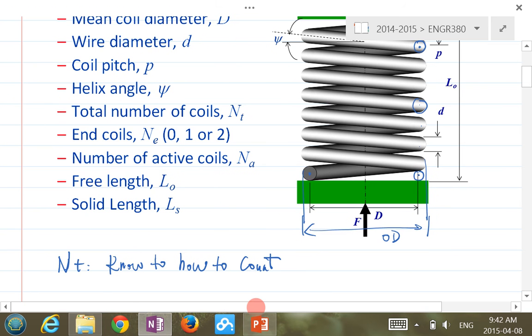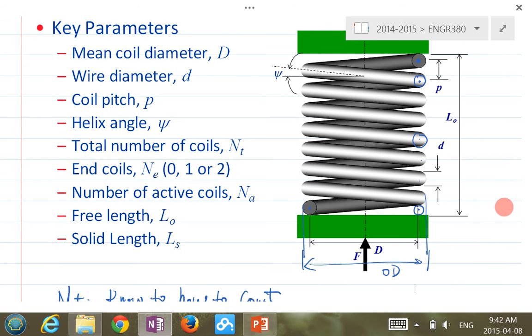And then I'll show you next, there are different endings for the coil. We use 0, 1, 2 to represent the different endings. So basically 0 will be the plain type of coil like this, so nothing really done to the end of the end coil, so that's just plain ending. And 1 and 2 refer to the square or grounded type of coil. So remember this: there are different types of ending.